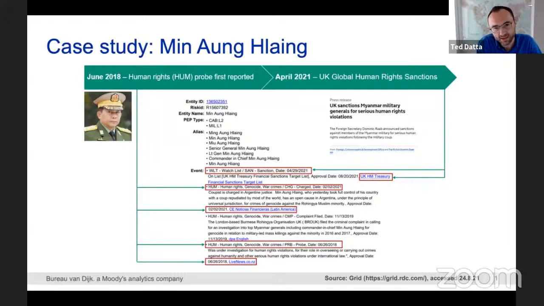Well, this is an interesting case study. So this is Min Aung Hlaing. He is de facto Prime Minister and, not coincidentally, the leader of the military in Myanmar. And you can see a timeline here. This is taken from GRID, our risk intelligence and adverse media data set. So here from 2018 he is picked up in a local news report for being probed, so fairly early stage in the probative cycle for potential human rights and war crimes, so under investigation.